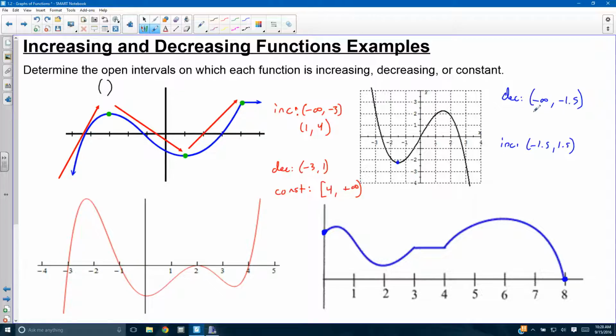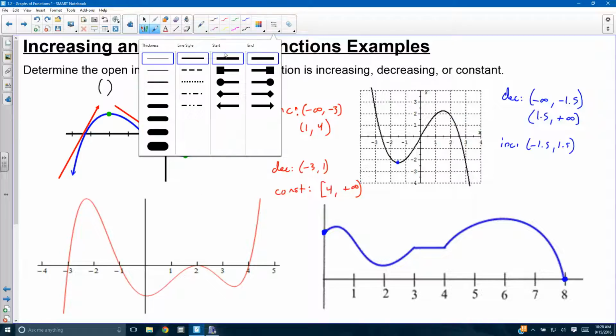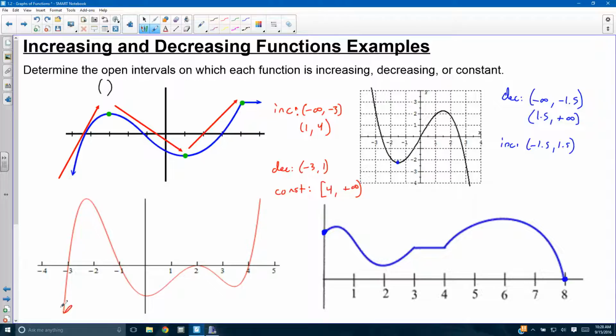And then decreasing again from positive 1.5 over to positive infinity. Right. For the intervals, we are referring to the x values. We're referring to the domain. What are the values of the domain here? Okay, this one, let's pretend like this third one goes on forever. And this time I'll just say them out loud. I'm not going to write them down.